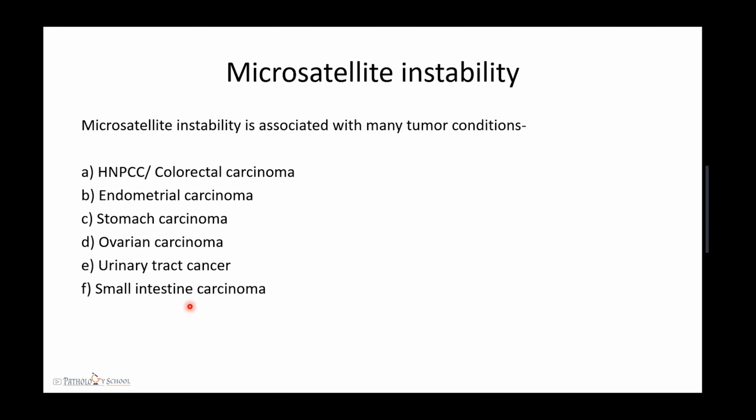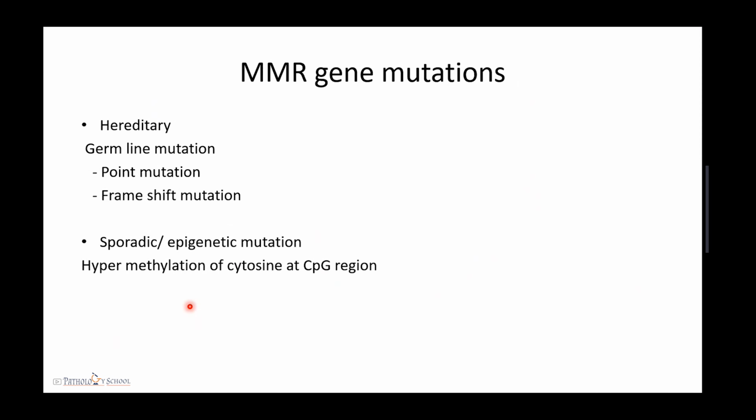It is associated with many tumor conditions. Most importantly is colorectal carcinoma, that is hereditary non-polyposis colorectal carcinoma. Second is endometrial carcinoma, then stomach carcinoma, ovarian carcinoma, urinary tract cancer, or small intestine carcinoma.